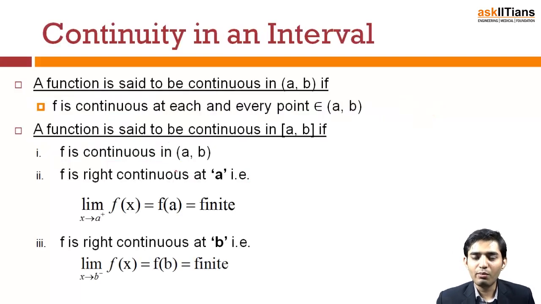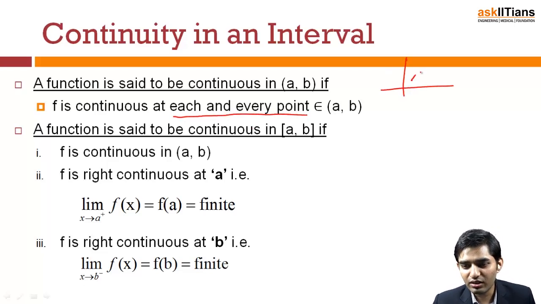Now let us talk about continuity in an interval, right? So till now we were talking about continuity at a point. I repeatedly said f(x) is continuous at x equal to a, right? But what if I want to check the continuity of a function over an interval a to b? A function is continuous over an interval if it is continuous at each and every point in a to b, right? So suppose this is the graph of a function f(x). This function is continuous in an interval a to b, where b is greater than a, obviously, right?